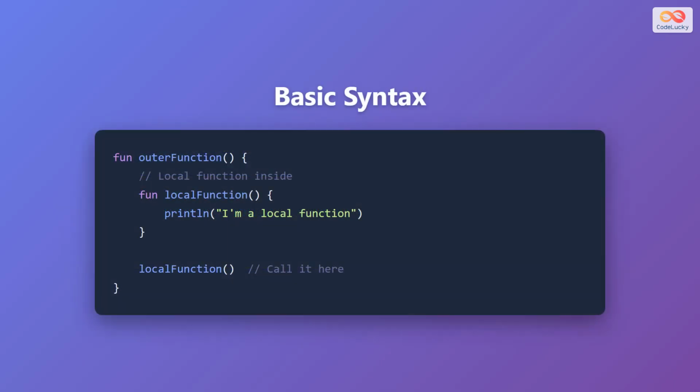Let's look at the basic syntax. Here's a simple example with a function called outerFunction. Inside this outerFunction, we define another function called localFunction using the fun keyword, just like any regular function. The local function prints a message saying "I'm a local function". Notice that we can only call localFunction from within outerFunction itself. If you try to call localFunction from outside, Kotlin will give you a compilation error because it's not visible outside its parent function.